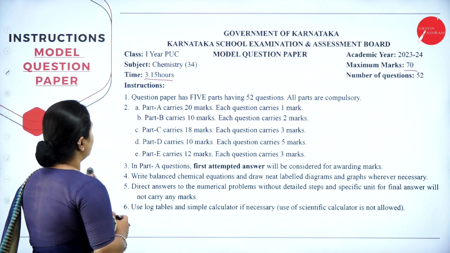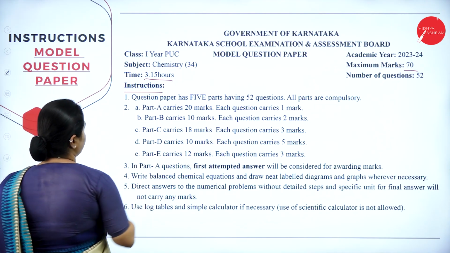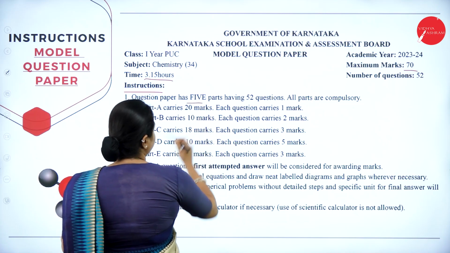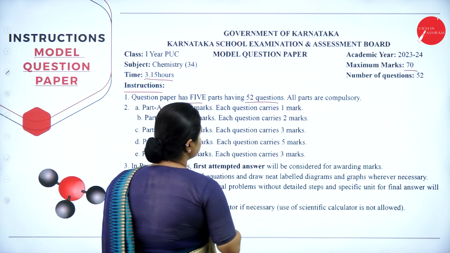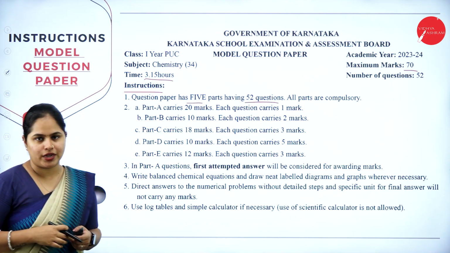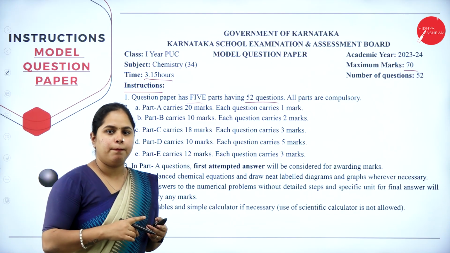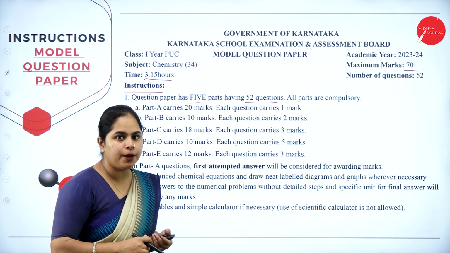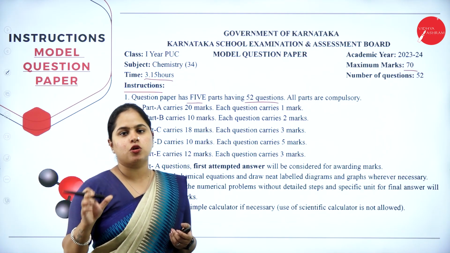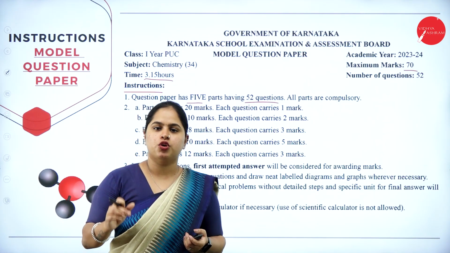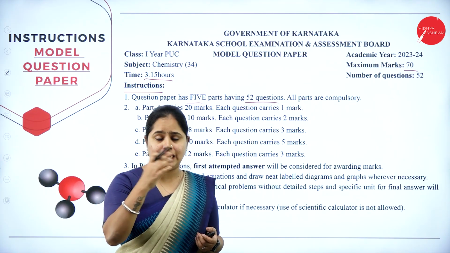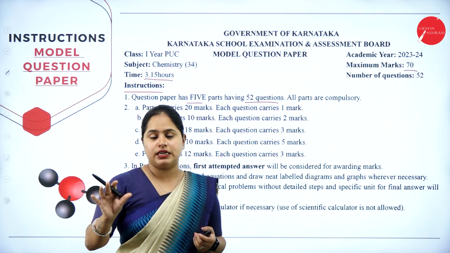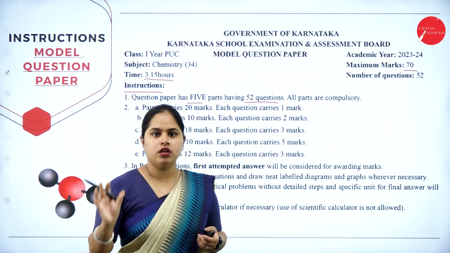Now there are a few instructions that we have to read through. The question paper has 5 parts and a total of 52 questions, and all parts are compulsory to attend. As I told you, Part A, Part B, Part C, Part D and Part E will be there. Part E is exclusively for numericals. So you won't be finding any numericals in any other part, that is from Part A to Part D. Part E, that is the last part, is only for the numericals.